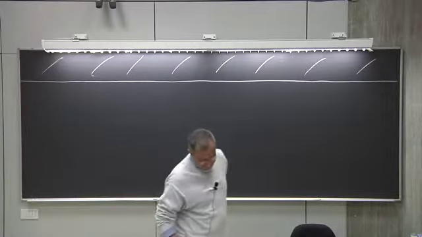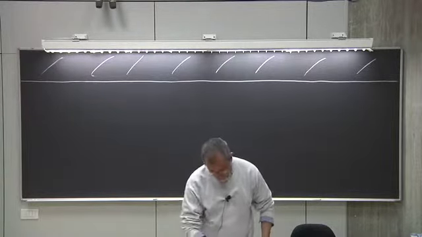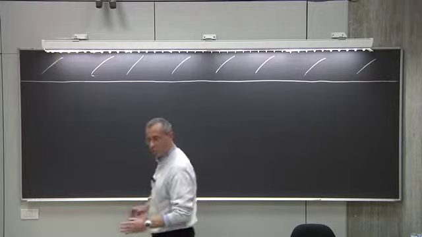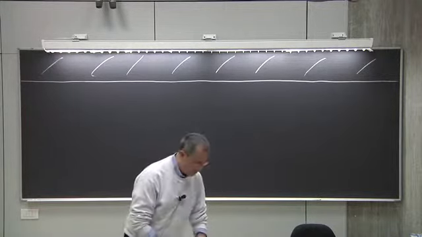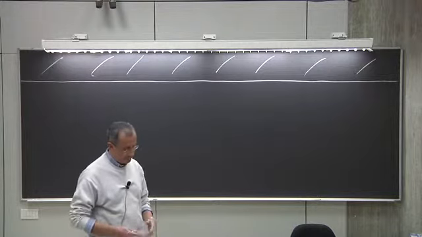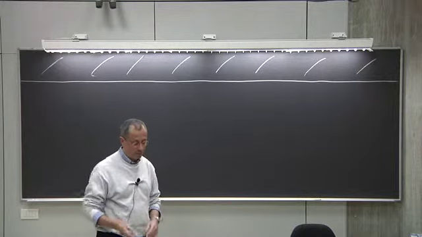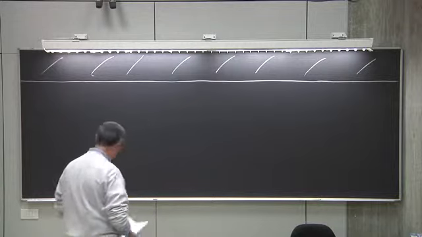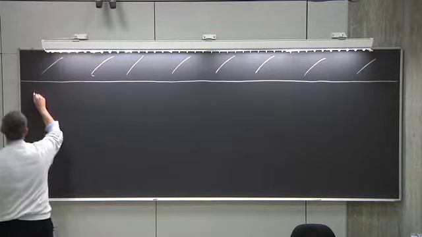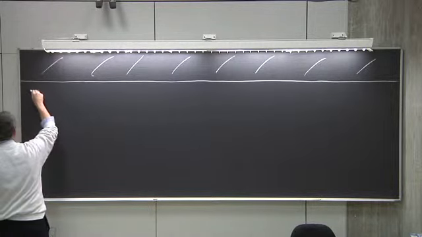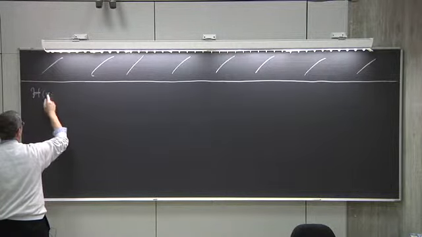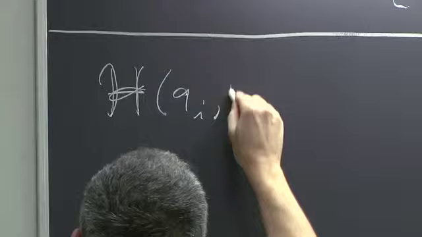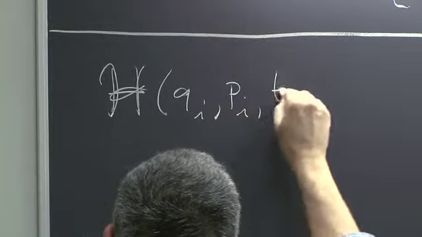Okay, so last time we sort of changed our point of view, if we move from the Lagrangian to the Hamiltonian. So let me remind you the Hamiltonian H, it's a function of your generalized coordinates and the generalized momenta, and then maybe time.